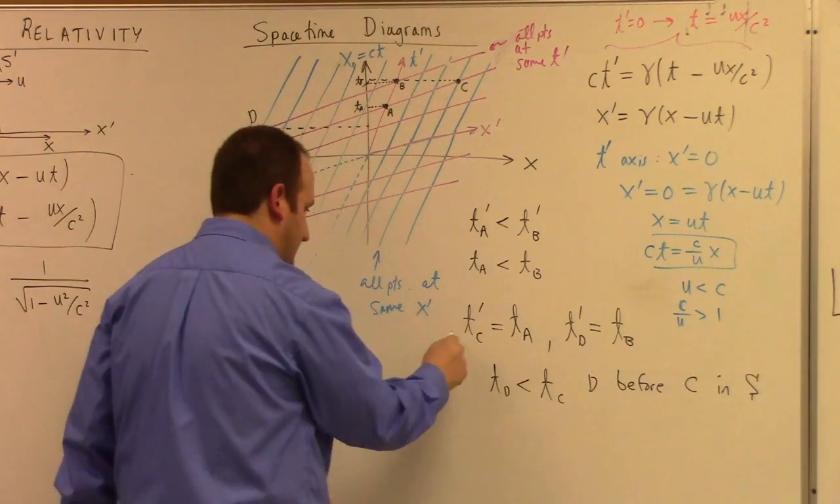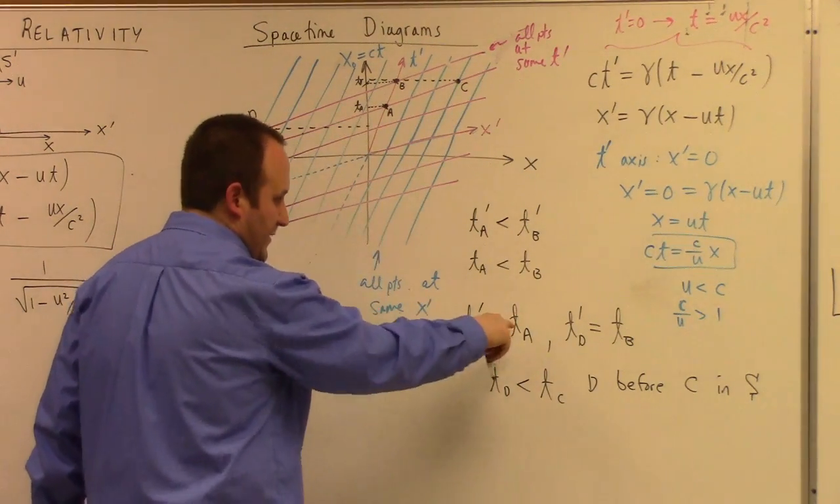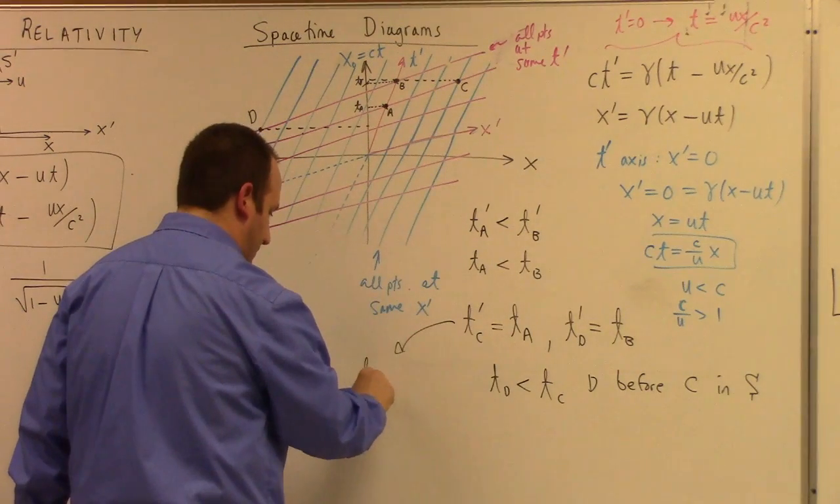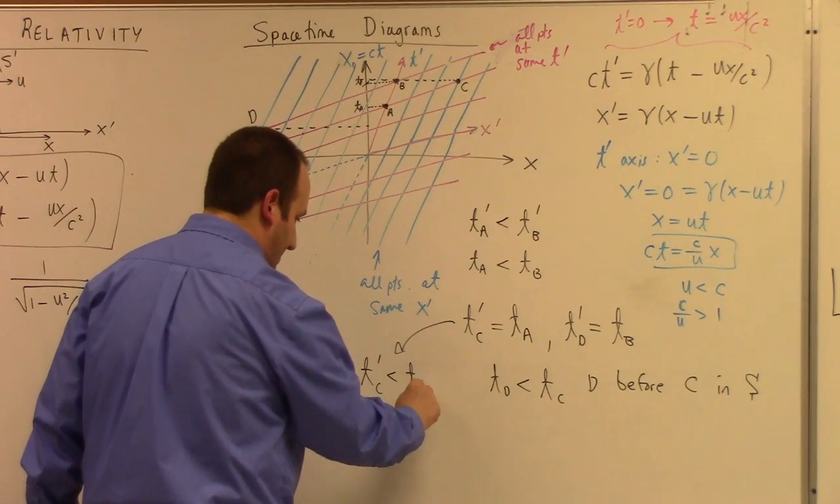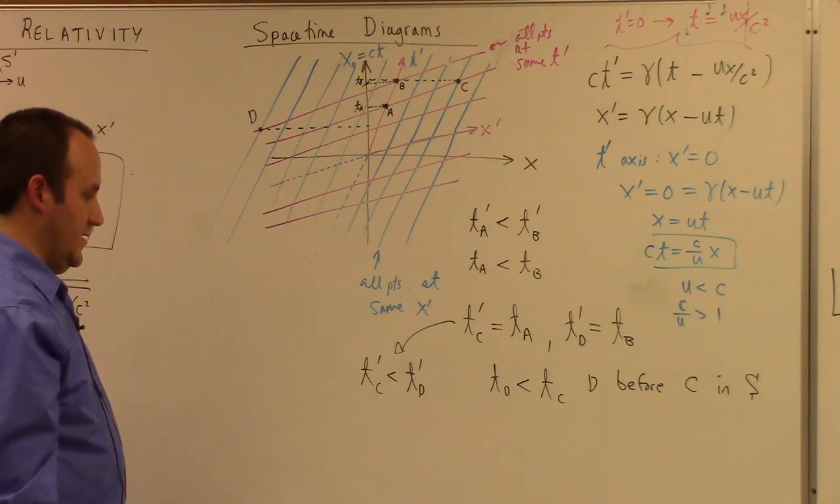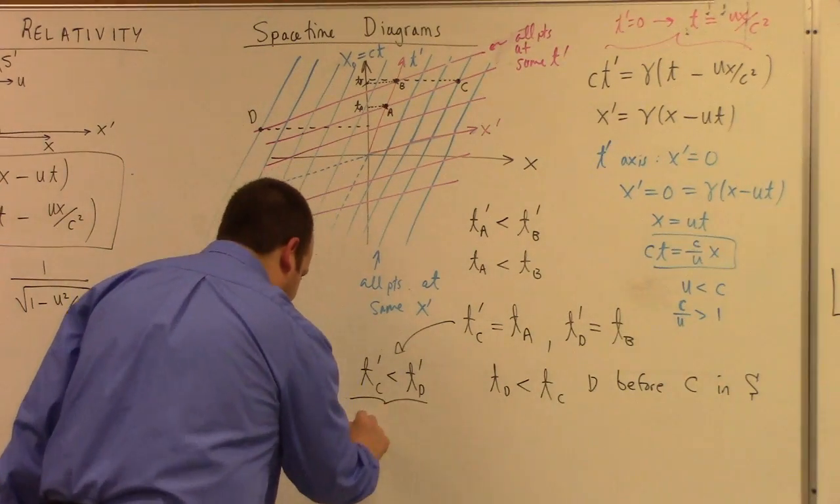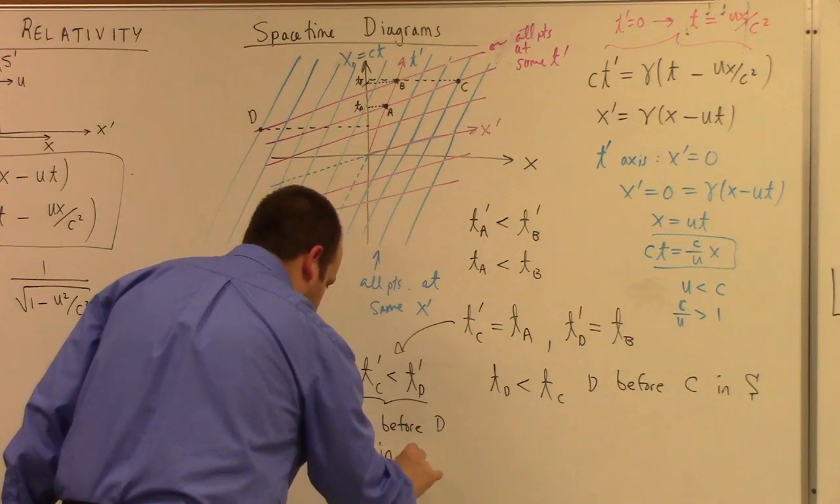But what do we have about TC prime? I have A is less than B, right? So I have TC prime less than TD prime, right? Uh-oh. This says that C is before D in the S prime frame.